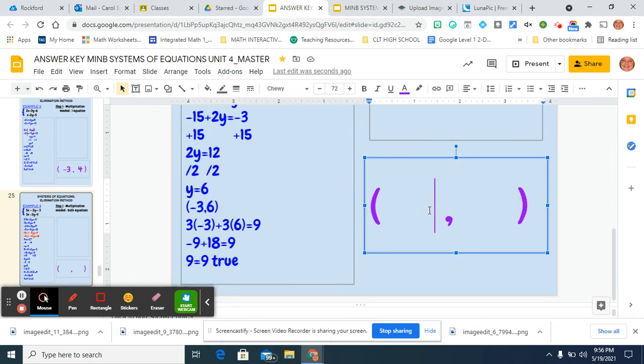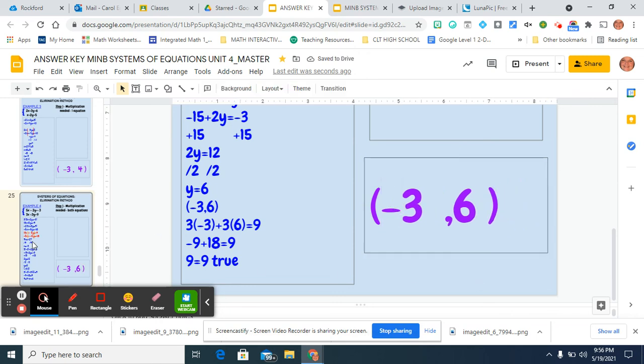Again, I'm just going to take away some of this space in here so it doesn't knock me out of the box. My answer is negative 3 and positive 6. And those are my final examples. I've kind of given you the 4 different types of problems that you can see as you're solving systems of equations using elimination and recognizing whether you need to use multiplication or not.